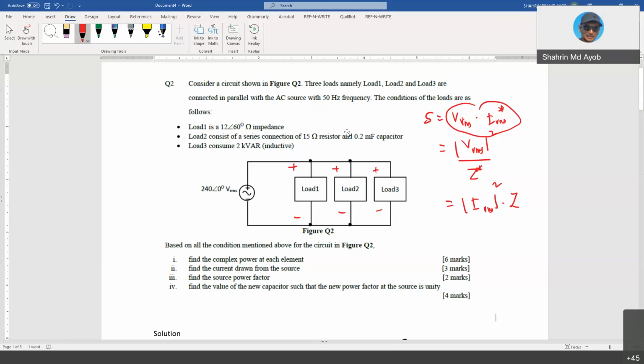Okay, so if there is no question, then we move to the second one. Find the current drawn from the source. Since the voltage source is given, and we have already calculated the total S, the total apparent power that has been supplied, we use that information.